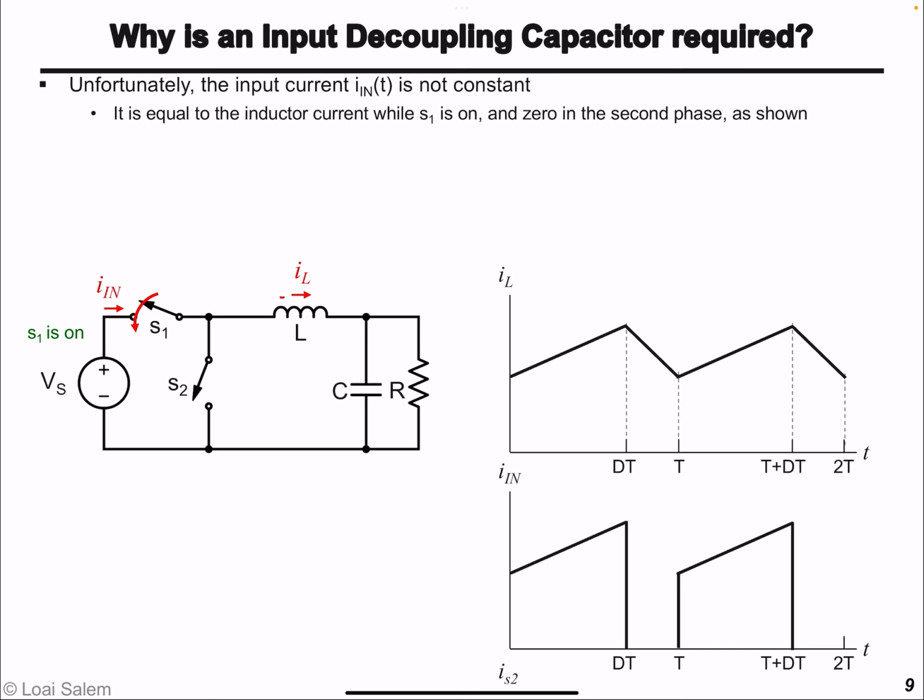We studied the inductor current, and we know that it's a triangular waveform, increasing during the first phase while S1 is on, and decreasing while S2 is on, and so on. And it has an average value equal to the current in the load.